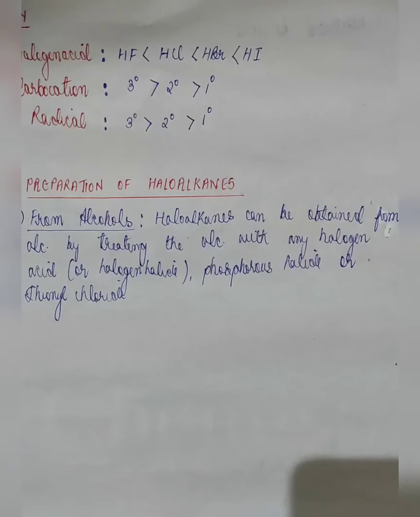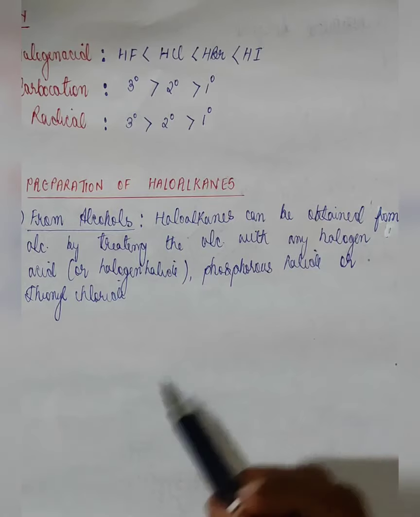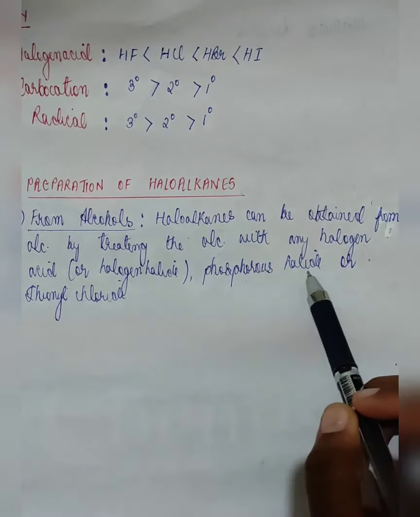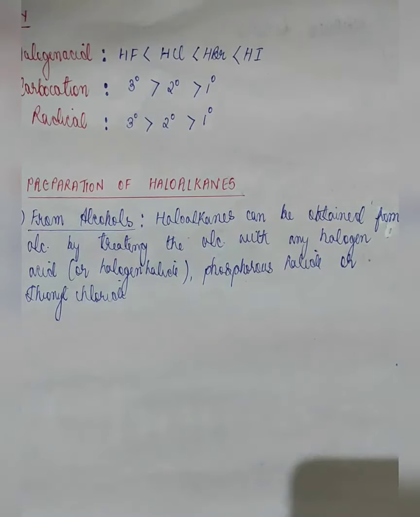Let us see how haloalkane can be prepared. Firstly, we will see from alcohol. Haloalkane mostly can be prepared by treating alcohol with any of these: halogen acid or hydrogen halide, phosphorus halide, or thionyl chloride. First, let us see how haloalkane can be prepared by treating alcohol with halogen acid.